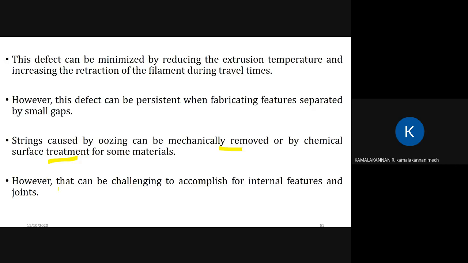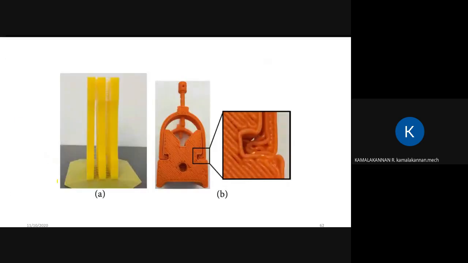However, it is a challenge to accomplish this for internal features and joints. So even though it is present, it depends. Okay, and the diagram is called oozing. See, even after finishing, oozings are there. It sticks to the material and it has to be removed properly, or else it will create some problems.